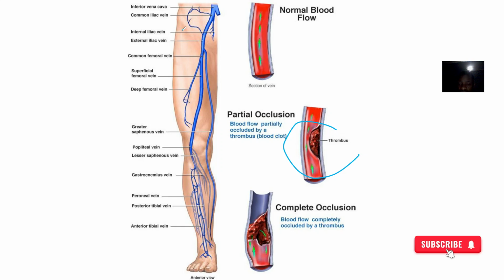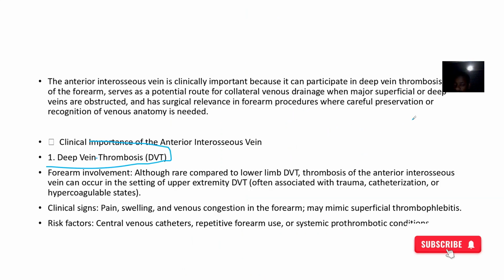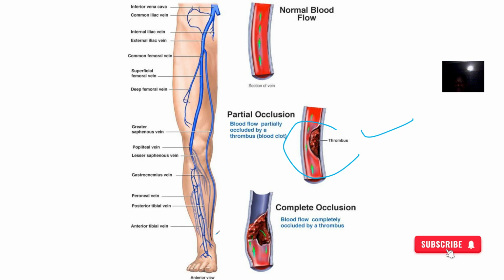All right, I just brought it to depict what deep vein thrombosis is. Deep vein thrombosis usually occurs in the lower limb, but it could also occur in the upper limb too. They're actually rare compared to lower limb deep vein thrombosis, but you don't rule them out. They could still occur. So it can occur in the setting of the upper extremity. There's a lot of pain, a lot of swelling, a lot of venous congestion in the forearm, and this could actually mimic superficial thrombophlebitis. Risk factors: central venous catheters, repetitive forearm use, and systemic thrombotic conditions.